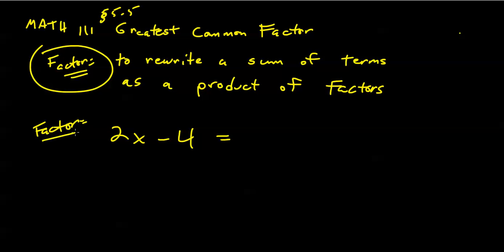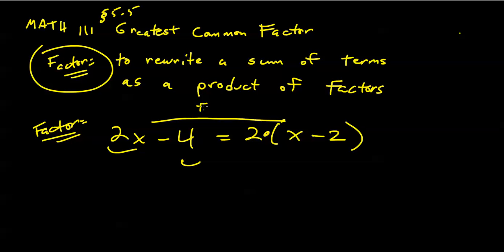I'm sure we all know how to factor something like 2x minus 4. You spot the greatest common factor of 2x and 4, and of course that's going to be 2. So I can really work my distributive law in reverse and claim equivalently 2x minus 4 can be written as 2 times x minus 2. Notice if I'm going in this direction, I'm factoring.